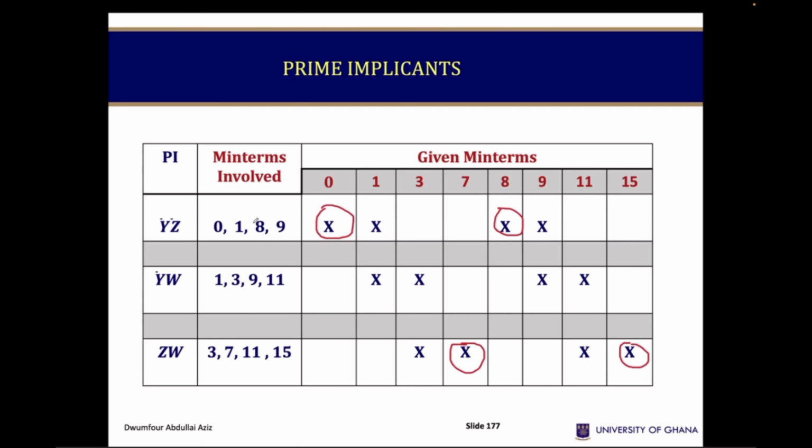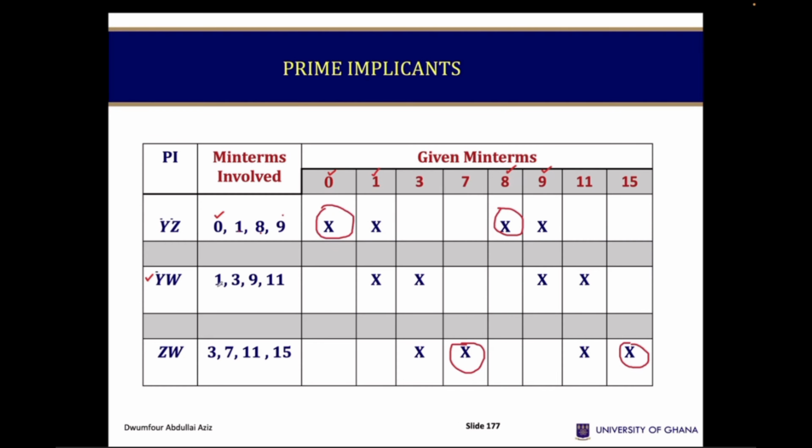We take the first row and try to see where it matches with the given min terms. This one contains 0, which matches with this. It contains 1, which matches with this. It contains 8, which matches with this. It contains 9, which matches with this. So it means that our first obtained min term has already satisfied 4 of the given min terms. We move on to the next and see which min terms it also matches.